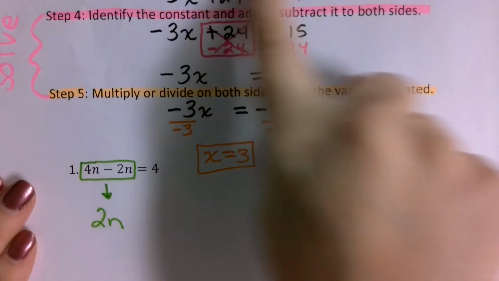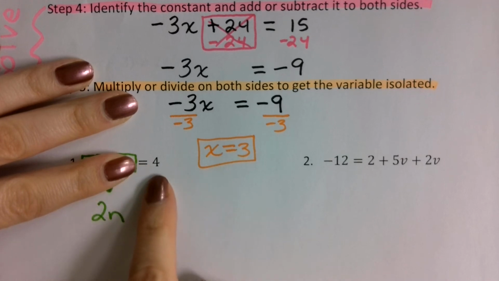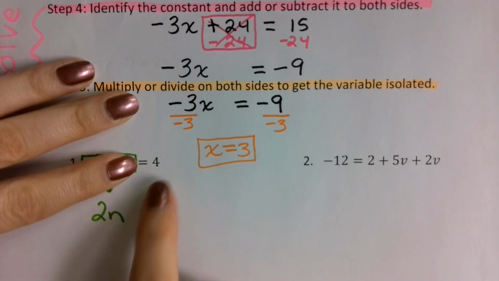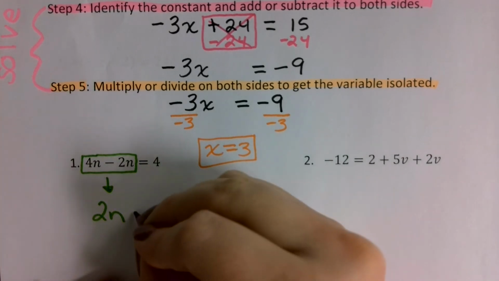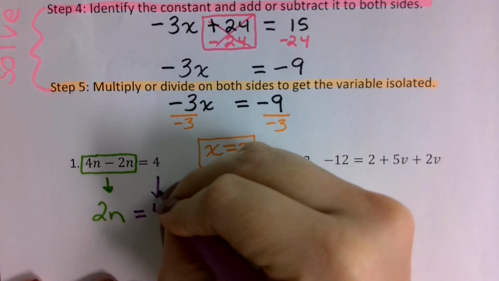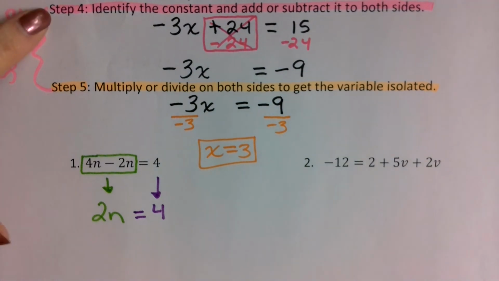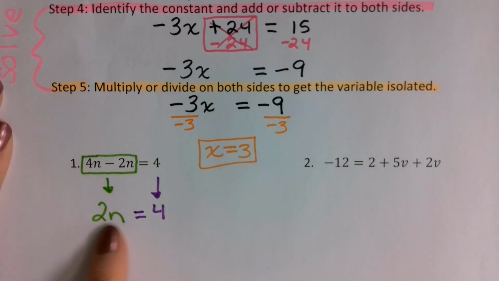Now I'm going to look at the right side. Is there anything I can do to simplify the right side? No. 4 is just a 4. Nothing we can do. So the right side is going to stay a 4. That's as simplified as it's going to get. Do I have a constant? Step 4 says to identify a constant. Do I have a constant here? No, no constant. So there's no addition or subtraction that's going to happen.